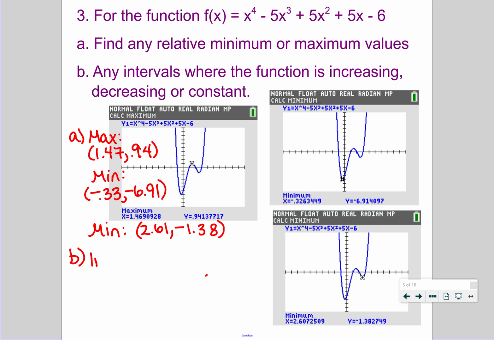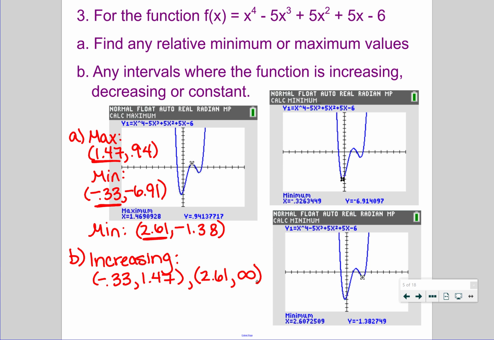Part B, we need to find where the function is increasing, decreasing, and constant. So there are two intervals where your function is increasing, and that's where it's going up from left to right. Make sure you're always reading these graphs from left to right. That is happening, and you can use these mins and max values to help you, between the minimum point we have at negative 0.33 all the way to the maximum at 1.47. And then again, it is increasing between the minimum we have at 2.61 all the way to infinity.